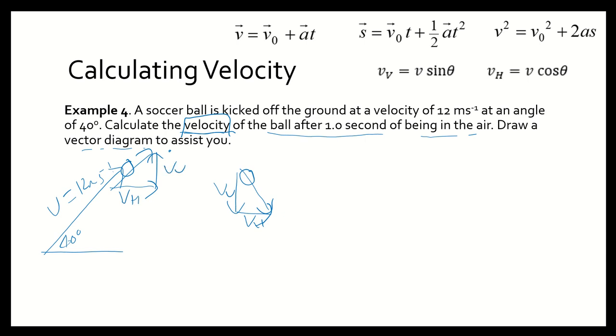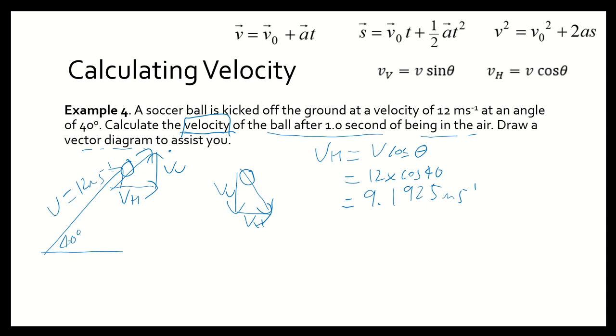Now, we know that the horizontal component doesn't change, it's constant, because there are no forces acting in the horizontal direction. So the horizontal component of velocity is v cos theta. So it's v, which is 12, times cos of 40 degrees. If we type that into our calculator, 12 times cos 40, we get 9.1925 meters per second. So that's our horizontal component of velocity.